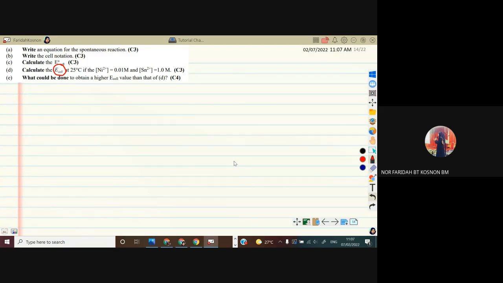Okay, tapi sekarang untuk soalan D ni, dia tulis calculate the E cell. Okay, temperature masih lagi 25 degrees Celsius. But if you refer to the concentration of the electrolyte, nickel ion and tin ion, untuk tin ion ni okay lagi, masih 1.0 molar. But for nickel ion, you can see here, the concentration is 0.01 molar. So kita nampak kat sini, sel ini beroperasi at non-standard condition. If the cell operates or runs at non-standard condition, kita akan dapat pada voltmeter reading tu bila kita pasang sel itu, yang kita baca pada voltmeter tu bukannya E node cell, itu adalah E cell.